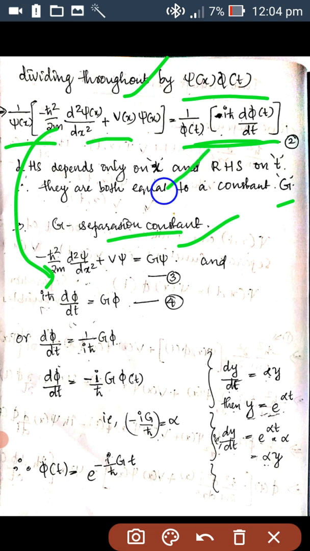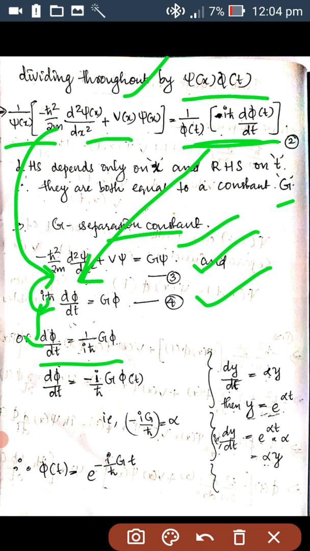In the same way, the RHS part I write like this, that is iħ dφ/dt is equal to Gφ. This is equation number 3, and this one is equation number 4, and equation number 4 is written as dφ/dt is equal to 1 by iħ Gφ. I am taking this 1 by iħ, then multiplying i in numerator and denominator, and when multiplying i in the numerator, i² is minus 1, so that's why there is a minus sign: minus i by ħ Gφ(t).